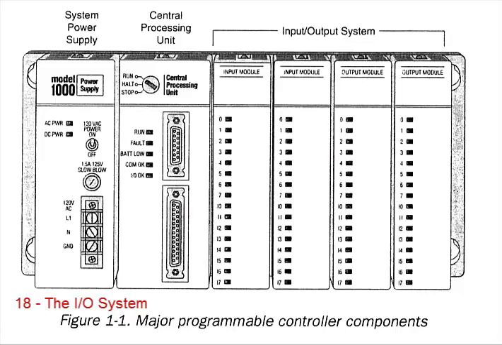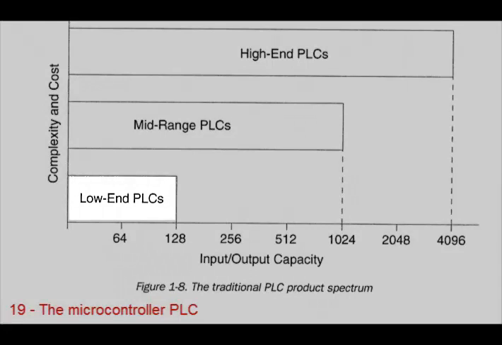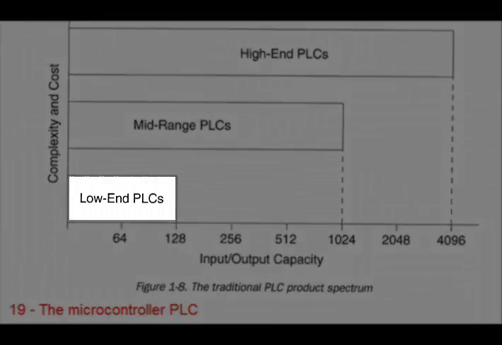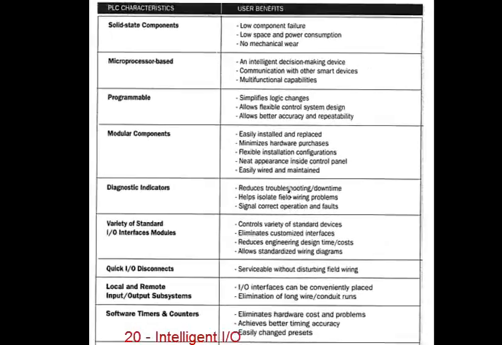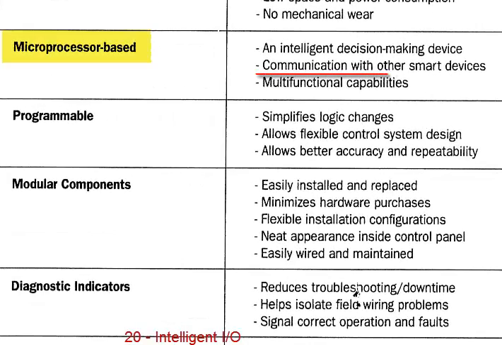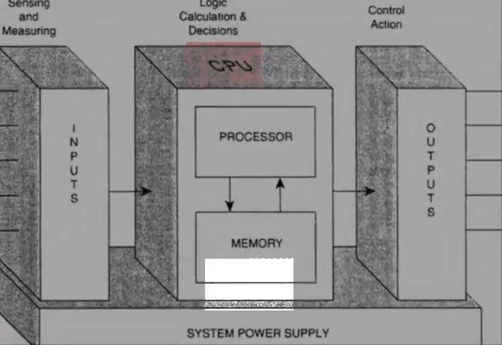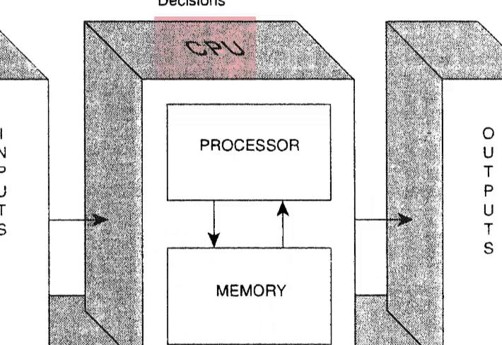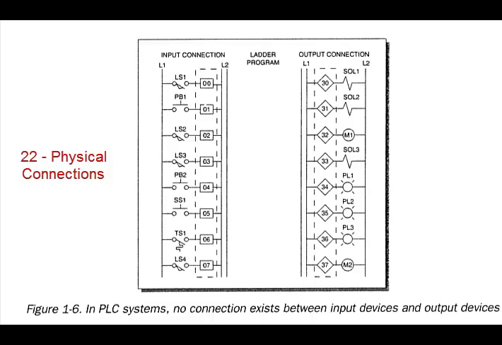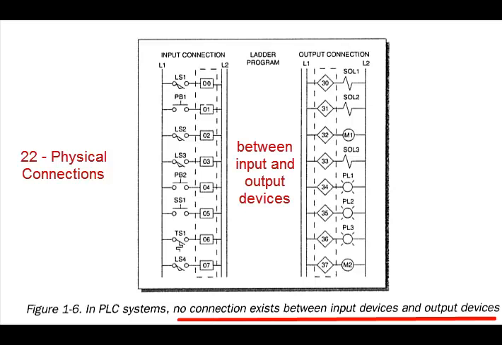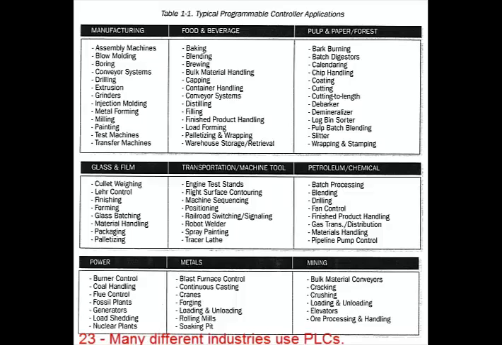The I/O system includes the input and output modules. Microcontroller PLC is a low-end PLC. Intelligent I/O means communication with other smart devices. Control memory is located in the CPU. In a PLC system, there's no physical connection between the input devices and the output devices. Many different industries use PLCs.